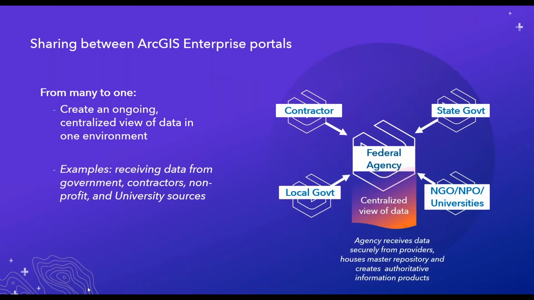Flipping the script from the previous scenario, in this example, we can see a central agency or organization needs data from other agencies or partners. They use multiple collaborations to take advantage of data coming in from these partners in an automated fashion. The central agency can overlay the data into valuable information products to be shared inside or outside the organization.